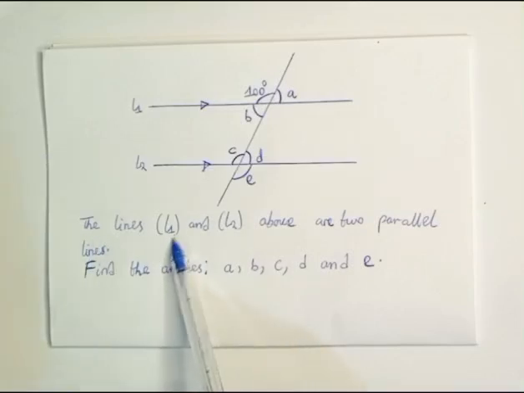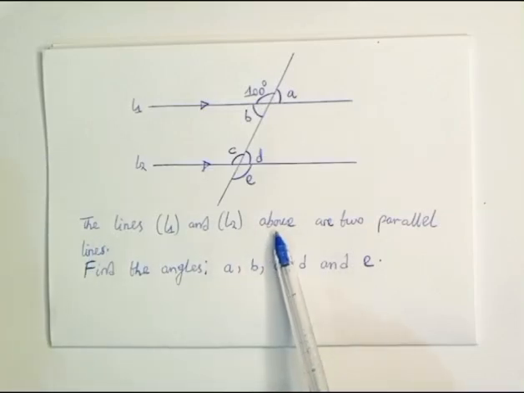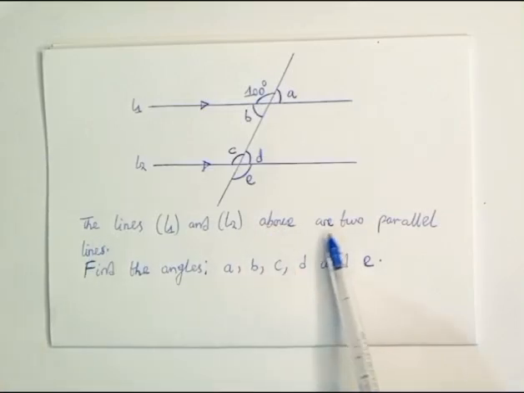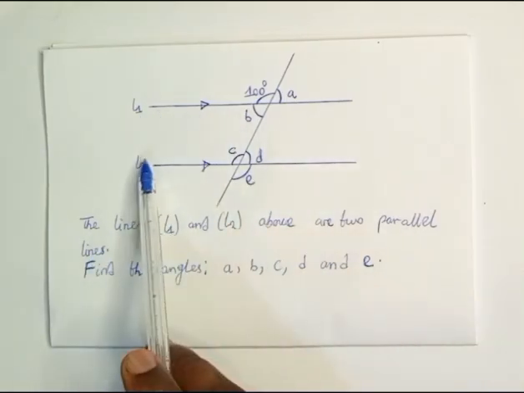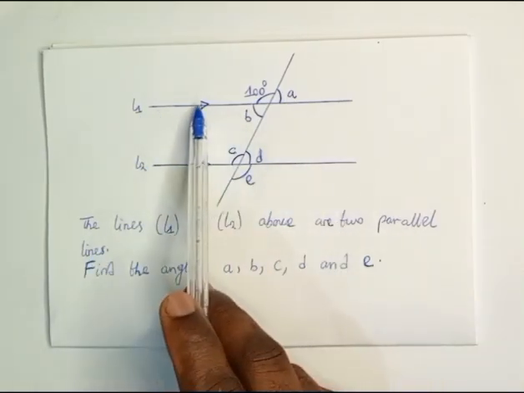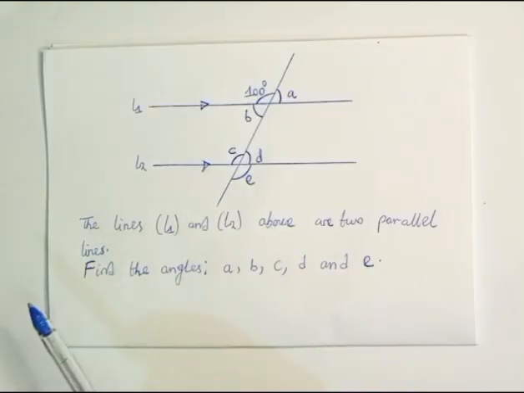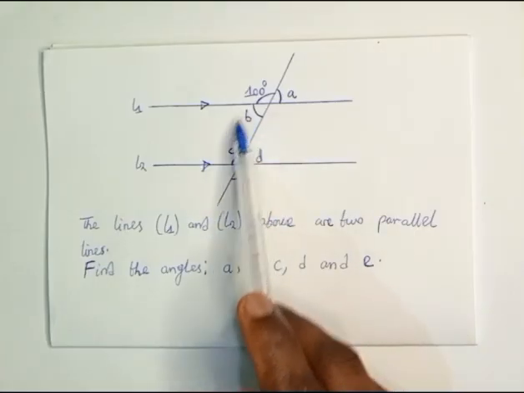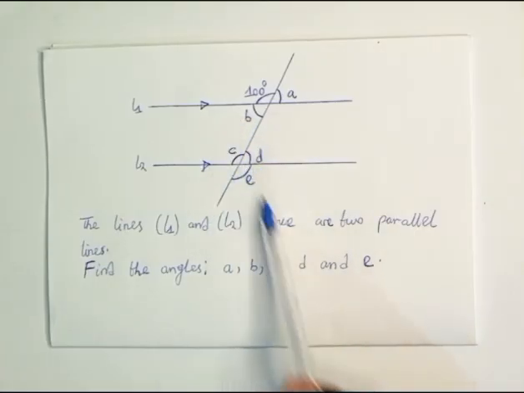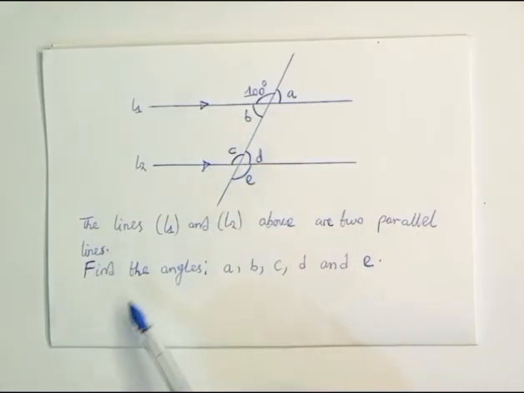The lines L1 and L2 above are two parallel lines. See the lines L1, L2. You can see the arrows on them. Find the angles A, B, C, D, and E.